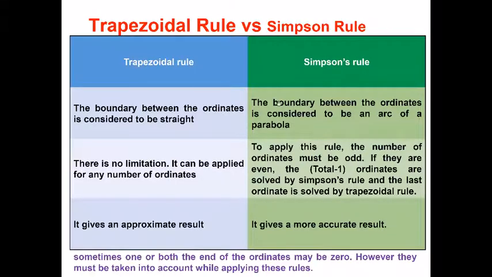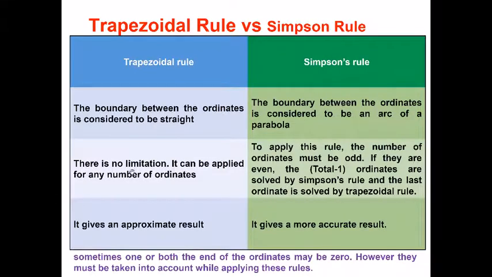And since this considers the ordinates to be an arc of a parabola, which is more realistic, more close to the actual shape of the curve, that means Simpson's rule becomes the most accurate one. And behind that is the trapezoidal rule, and even behind that is the mid-ordinate rule, because the first rule considers the strips to be rectangles, which is way off from reality. Trapezoidal rule considers the strips to be trapezoids, which is closer to reality, and Simpson's rule is closest to the reality. That's why this rule gives you the most accurate results.